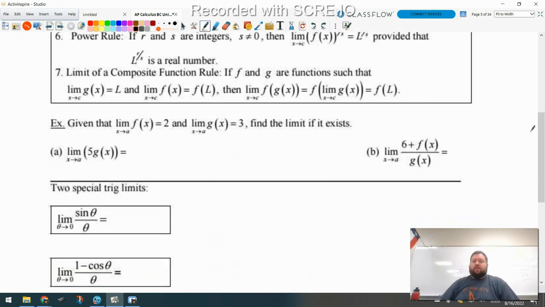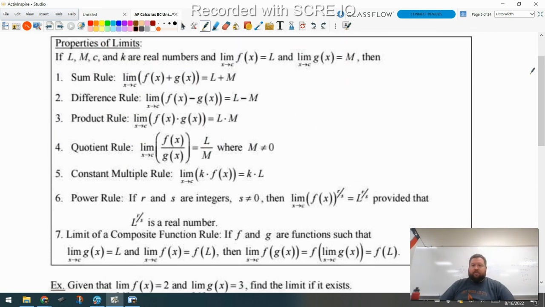All right, so first couple examples here. We are given that the limit as x approaches a of f of x is equal to 2, and the limit as x approaches a of g of x is equal to 3. And we need to find these limits if they exist. All right, so this is the limit of a product, limit of 5 times g of x. So I think we have a rule for that up here. Product rule, not that, constant multiple rule. This is the one we're looking at right here, number 5.